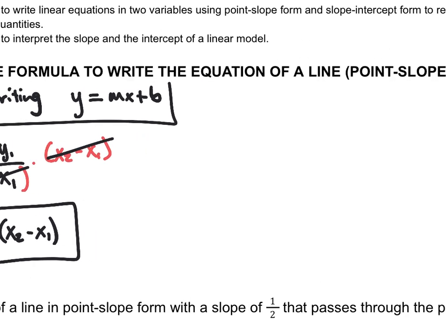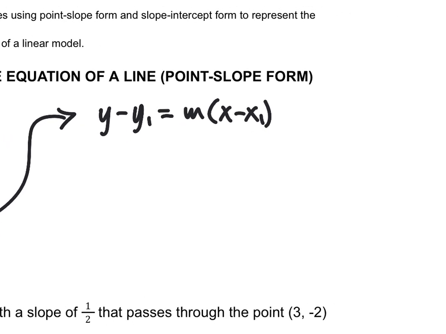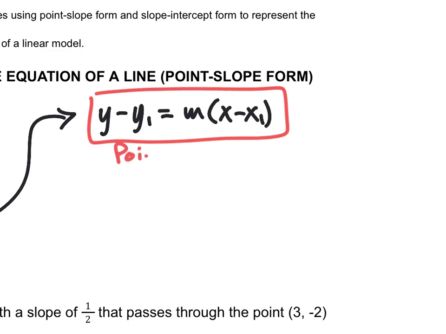And this is really point-slope form. But what I'm going to do here is write this as y minus y sub 1 is equal to m times x minus x sub 1, okay? This here is what we call point-slope form.